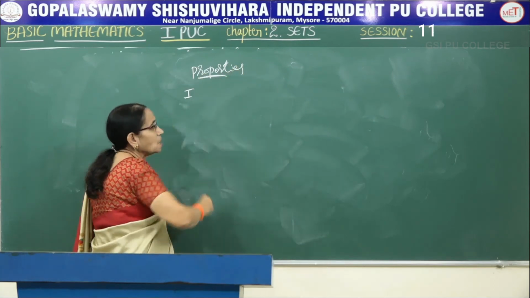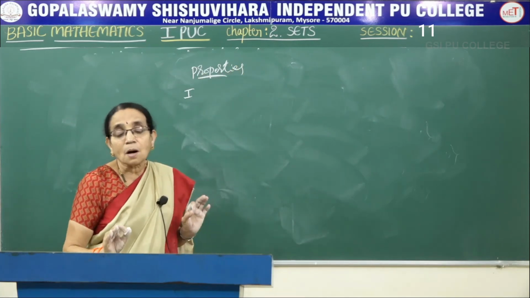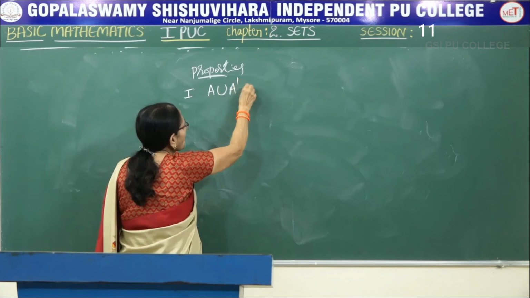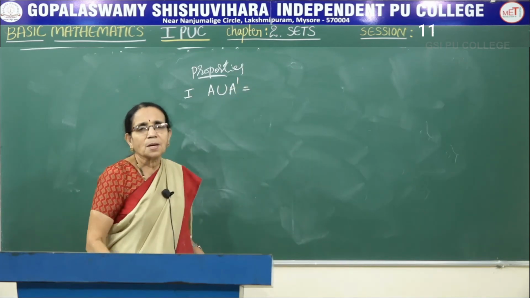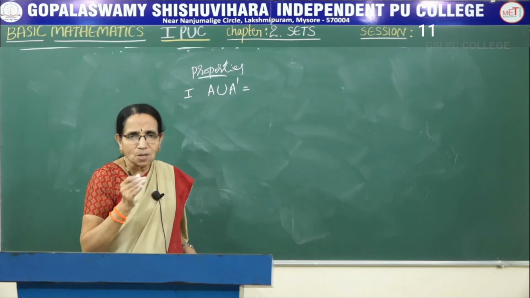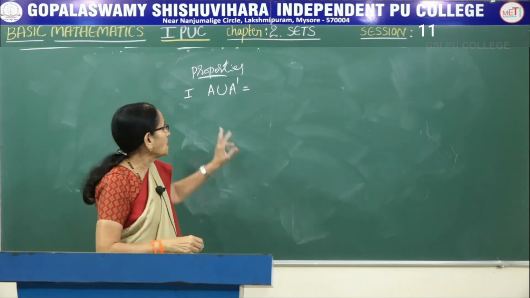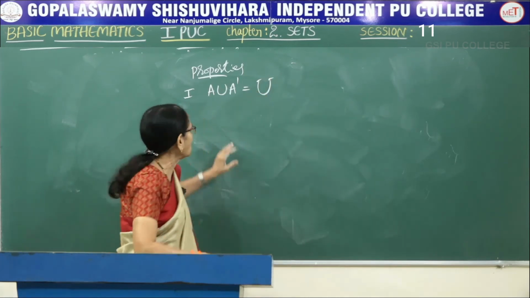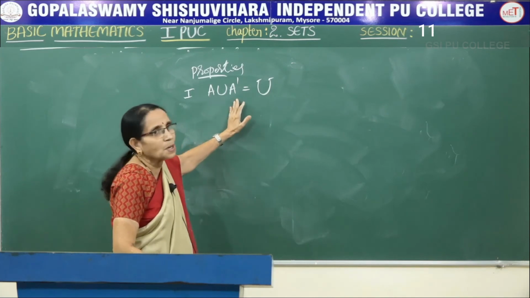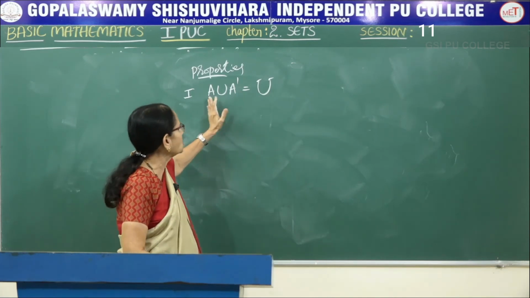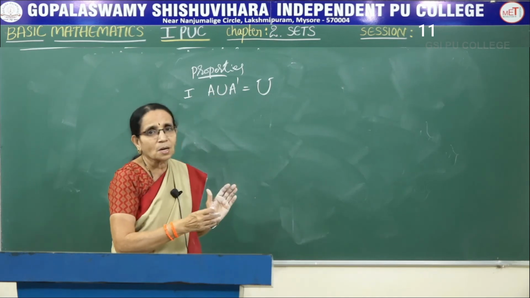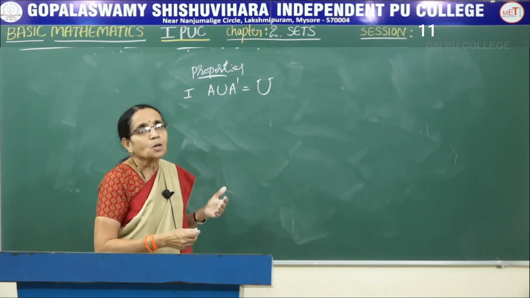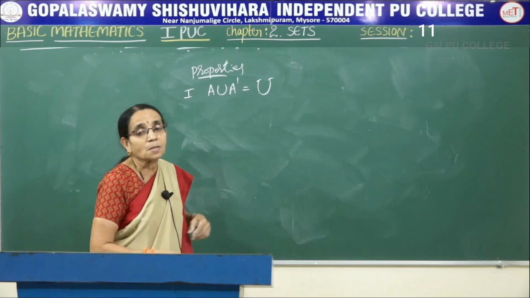Here the first property is what we call the complement law. What do you mean by that? Suppose you take the union of A and A dash. A is a subset of U, and A dash is also a subset of U, as I just told you. Then A union A dash would be nothing but the universal set, because the elements which are present in A will not be in A dash, and the elements which are present in A dash will not be in A. When you take the union of them, all the elements of A and all the elements of A dash would be present, which is nothing but the universal set. So we call it the complement law.